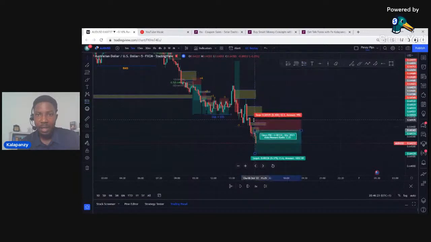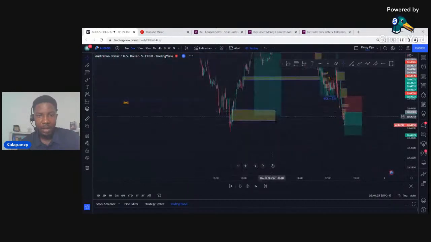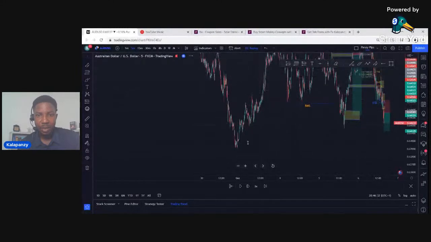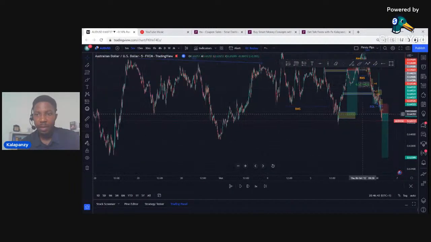Stop loss above this high. And where will our target be? Market has filled up this one. Which other level of imbalance are we looking at now? There's an imbalance here, so we could target that level, go all the way down, maybe even below these lows. So let's see what happens.